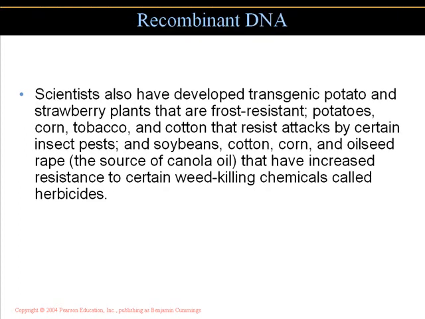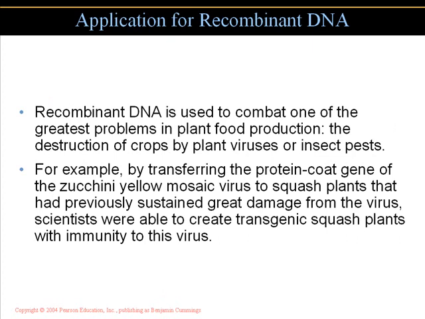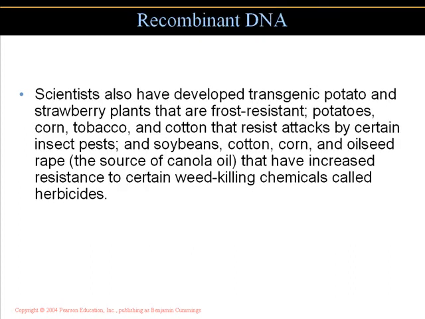Scientists have also developed ways of using this, especially in agribusiness. I skipped over the zucchini. But in agribusiness and agriculture, recombinant DNA has been used to combat some of the major problems in food production, such as destruction of certain crops by plant viruses, insects and pests. By transferring the protein code of a gene of the zucchini yellow mosaic virus to squash plants that had previously sustained damage from the virus, scientists are now able to create a transgenic squash plant with immunity to certain viruses. So that's very important to certain applications in agribusiness.